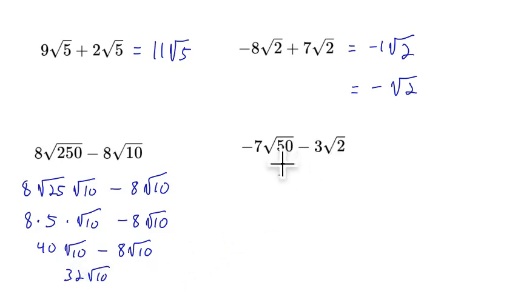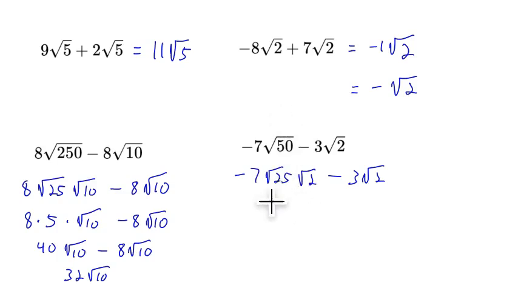Once again, we do not have common square roots here, but maybe, just maybe, we can simplify the square root of 50 so that we end up with the square root of 2. Well, once again, we'll use the square root of 25, as 25 times 2 is 50. So I'm going to rewrite this as negative 7 times the square root of 25 times the square root of 2. Let me just put minus 3 square root of 2 here. So the square root of 25 times the square root of 2 is the square root of 50. So I just broke down that 50.